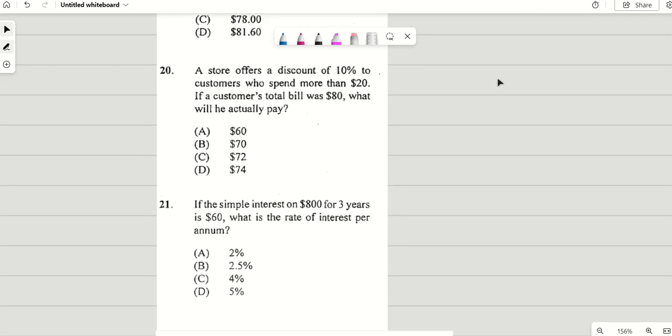I saw this a few times. A customer offers a discount of 10% to customers who spend more than 20. If a customer bill was 80, what did he actually pay? If you spend more than 20, you're getting 10% off. So he spent 80, so he's getting that 10% off. So it's 10 over 100 multiplied by 80 over 1. That's $8 he's saving. So if he's saving $8, the total that he will actually pay is 72.